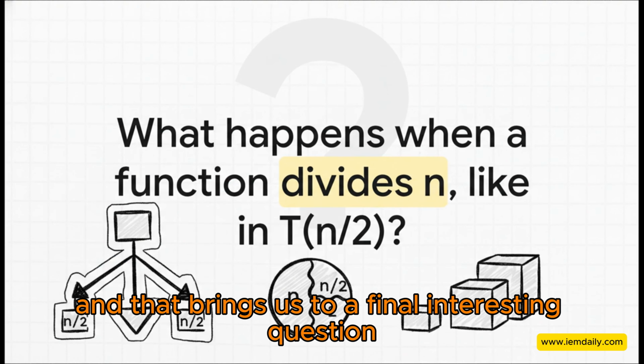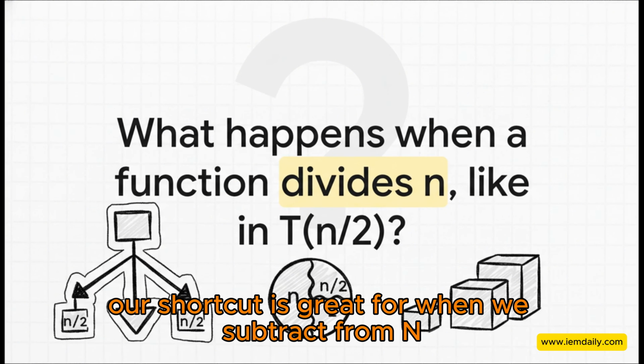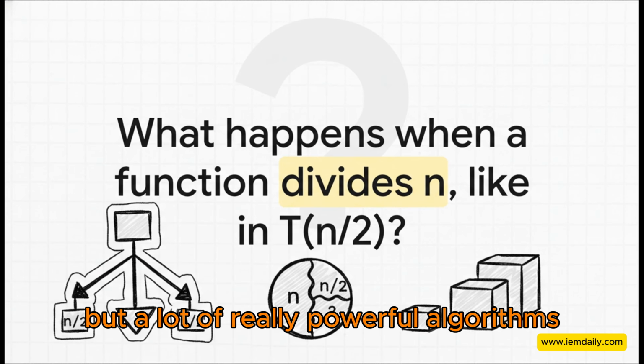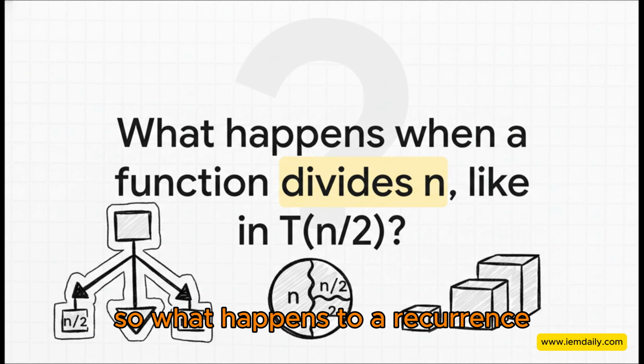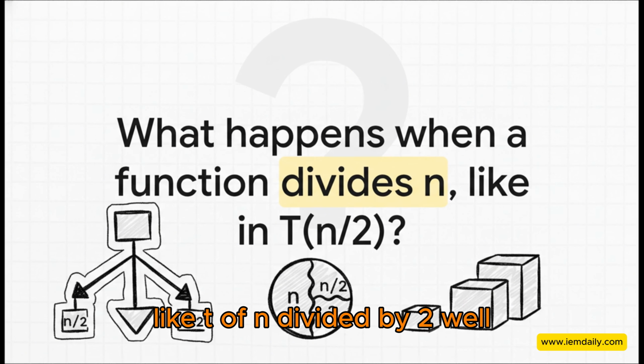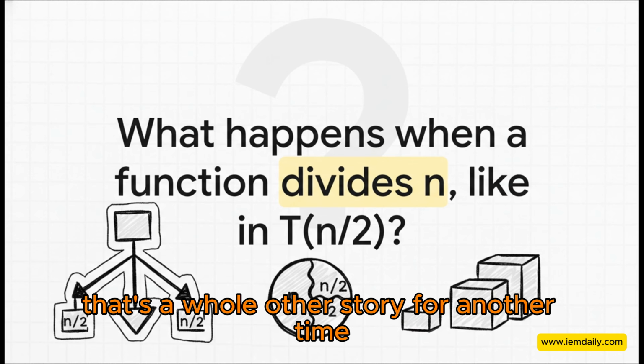And that brings us to a final interesting question. Our shortcut is great for when we subtract from n, but a lot of really powerful algorithms, like binary search, work by dividing the problem. So what happens to a recurrence like t of n divided by 2? Well, that's a whole other story for another time.